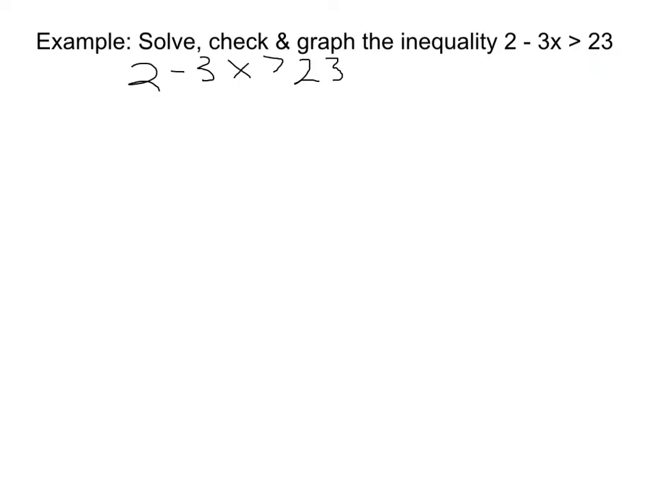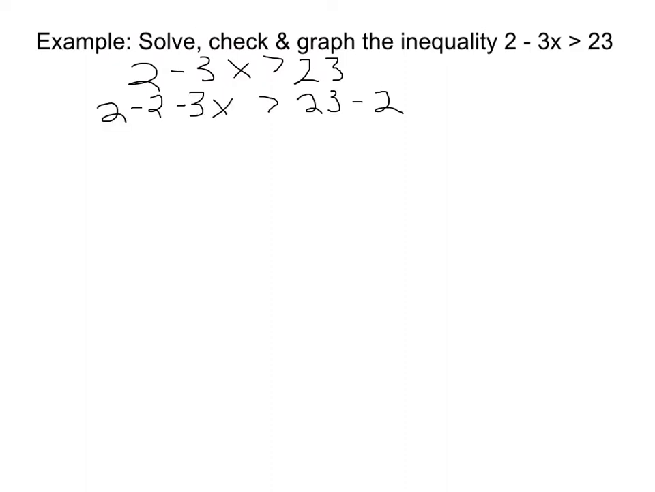We are going to follow the same rules that we followed when we were solving our multi-step equations. We're going to add or subtract away from our variable so that we get our variable on one side of our inequality and our constant on the other. So here we have our positive 2 on the same side of the equation as our negative 3x. So in order to get the negative 3x by itself, I'm going to subtract the 2. And if I subtract the 2 on the left side, I'll also have to subtract it from the right.